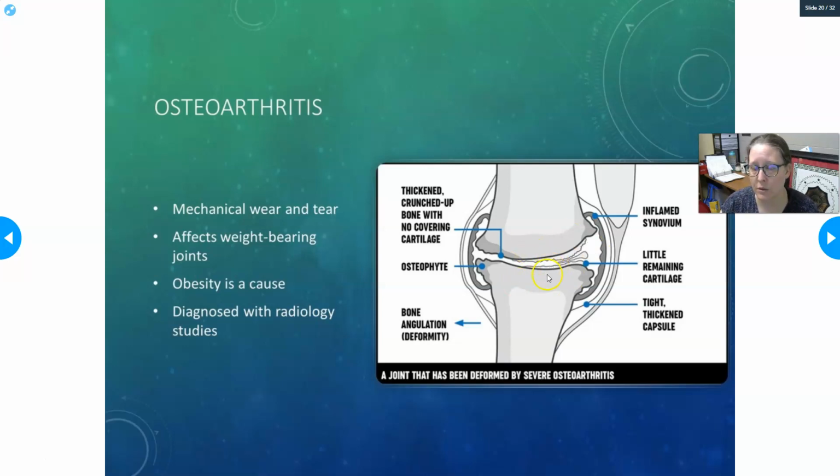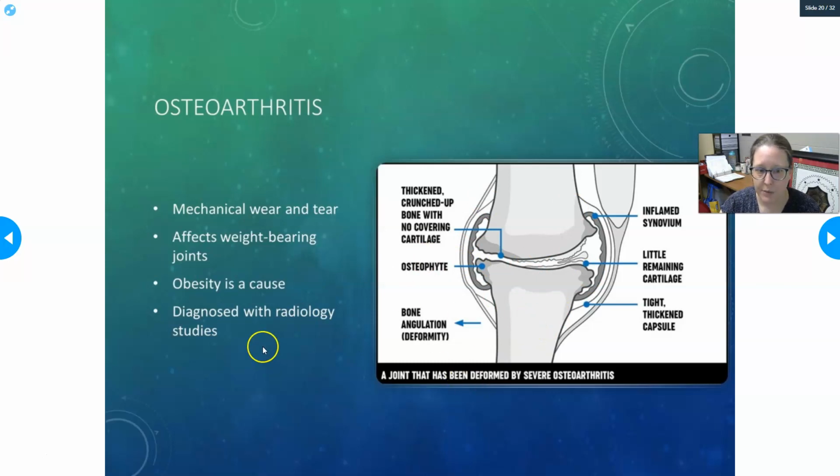It can also be due to a previous injury, maybe during a sport that the person played as a young person, and over time there's just this wear and tear that happens. The cartilage is pretty much gone and it ends up being bone on bone and grinding, and it's really painful.